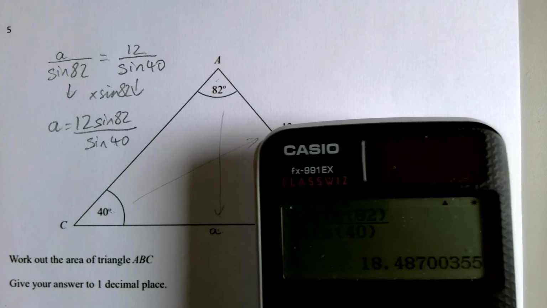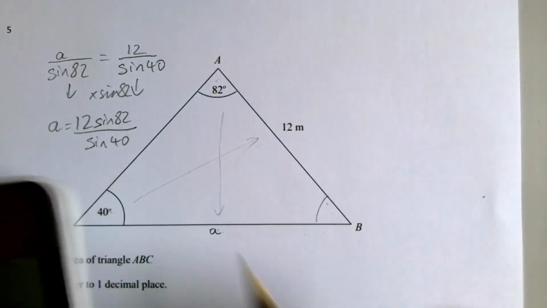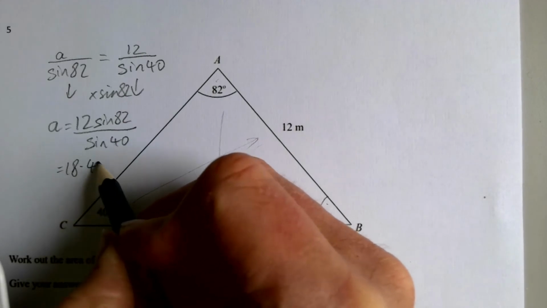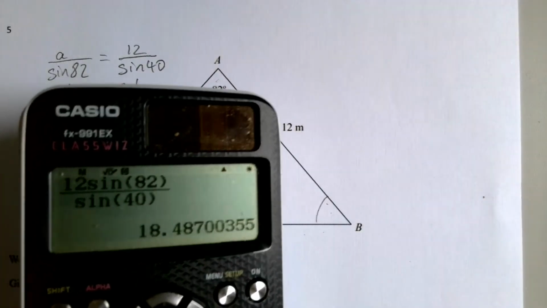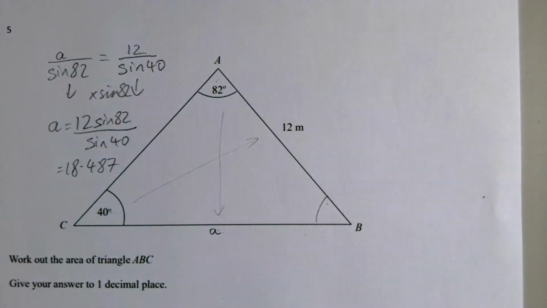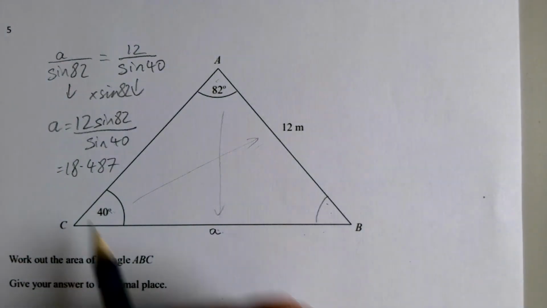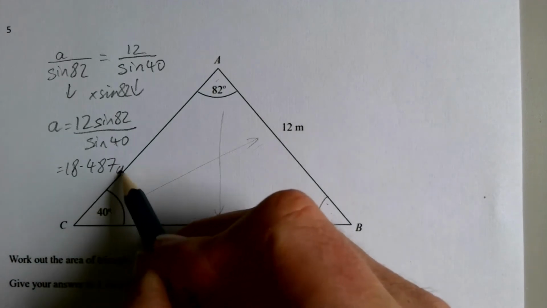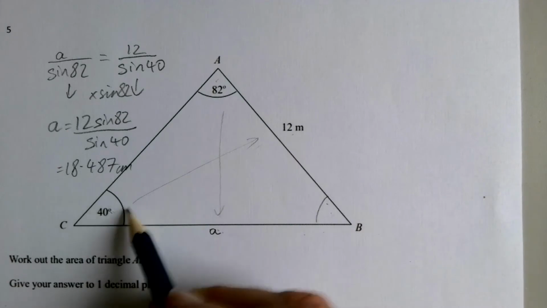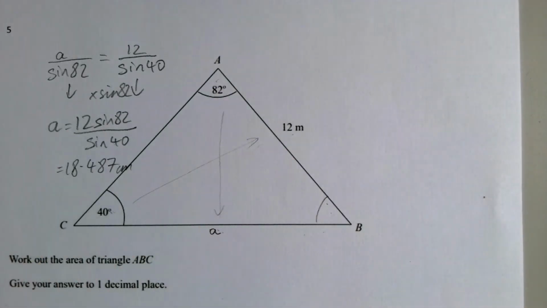At this point you don't want to worry about rounding too much, so I'm going to write down 18.487 because then there's a couple of zeros, and if possible I'll use the answer button later, but I'll show you what I mean by that in a moment. So that's 18.47 centimeters. Does that make sense? This should be bigger than this because this angle is bigger, so that does make sense.